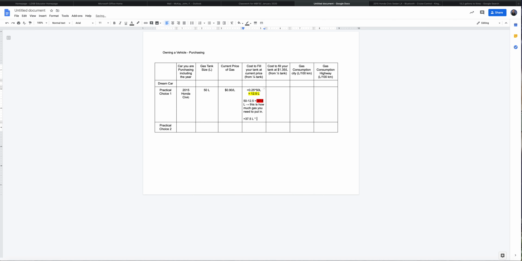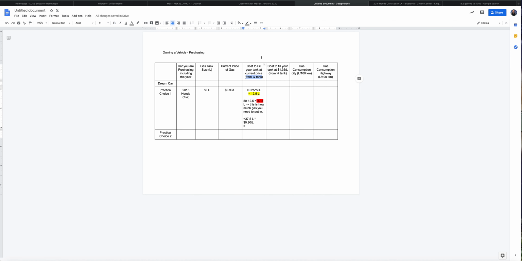That's going to be $0.90 per liter. And from there, you can just type this into your calculator. This is going to be the amount of money that it's going to cost you to fill your tank when it's sitting at a quarter.